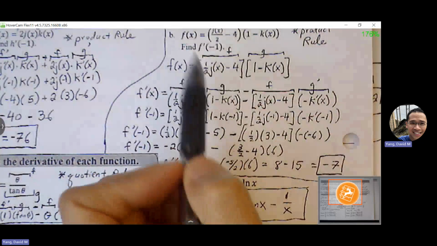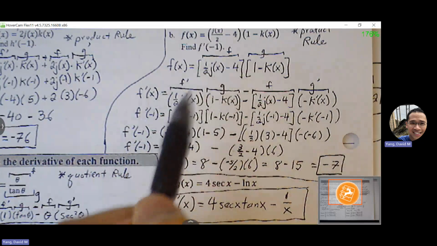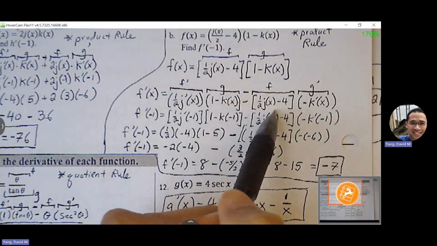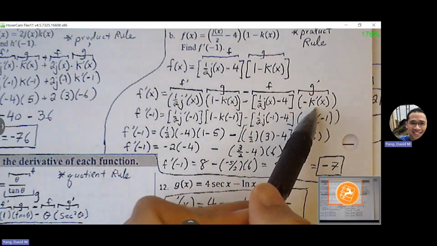So the derivative of 1/2 j of x is just 1/2 j prime. The -4 goes to 0, so that's why it drops out. My g function, I'm just going to carry that down, minus my f function, I just carry that down, and then the 1 goes to 0, minus kx becomes -k prime.